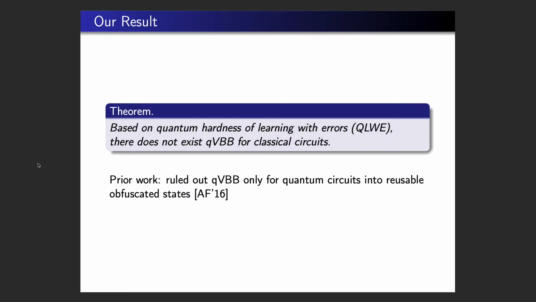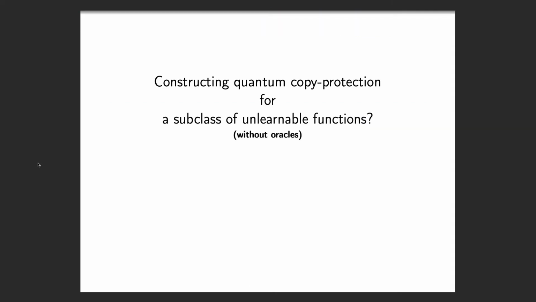So prior work by Alagic and Pfefferman had a weak impossibility result. I mean, they only ruled out quantum BPP that transformed quantum circuits into reusable obfuscated states. One such example of a reusable obfuscated state could be a quantum circuit. Okay, so we showed that copy protection is impossible.